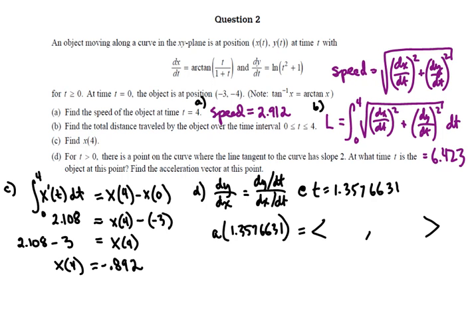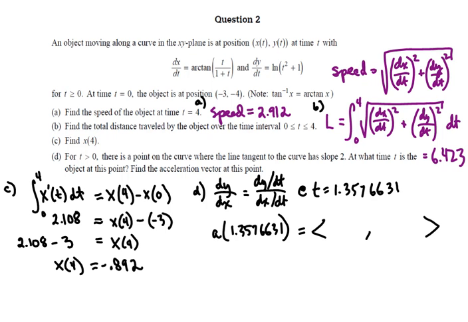Okay, we'll just recap part D of this. For time greater than 0, there's a point on the curve where the line tangent to the curve has a slope of 2. At what time t is the object at this point? Well, the first thing that this brings in is that we're looking for the slope of the curve.